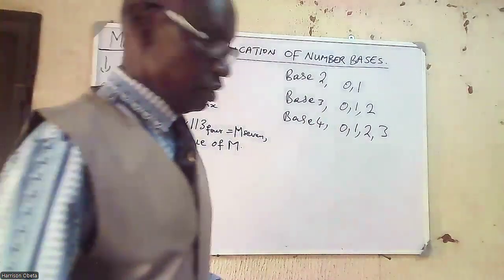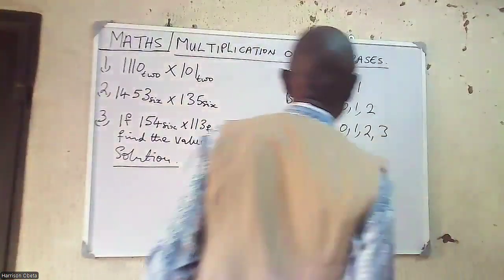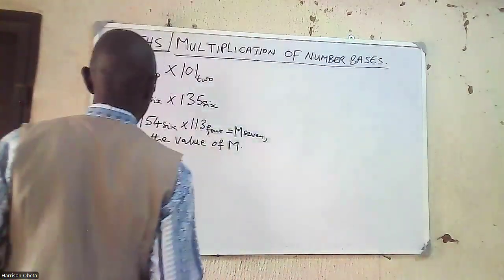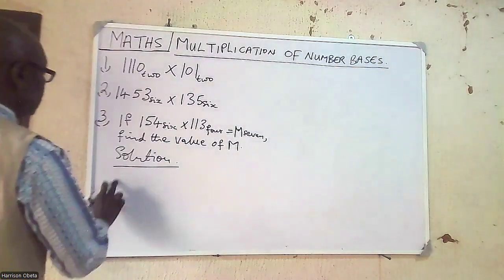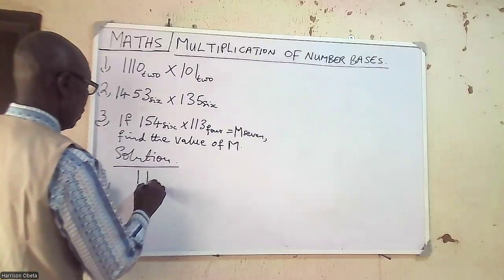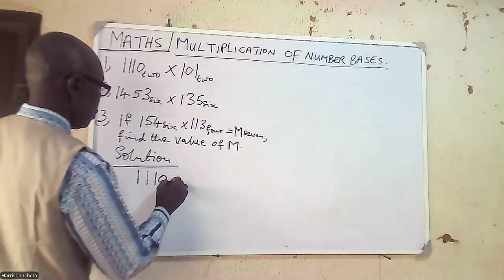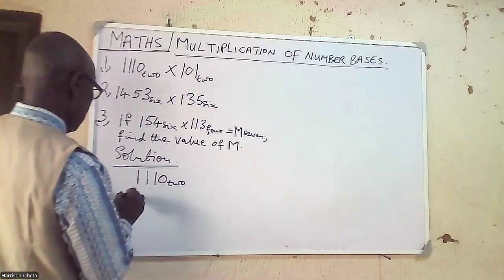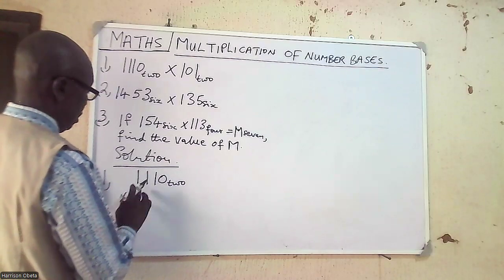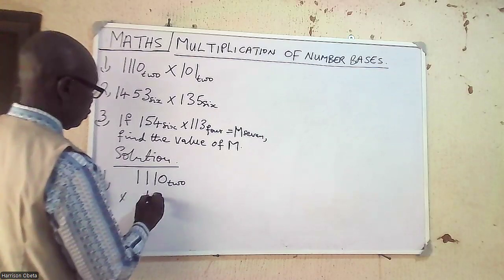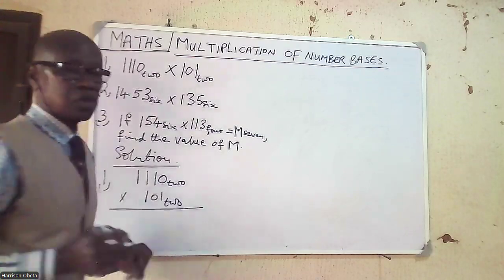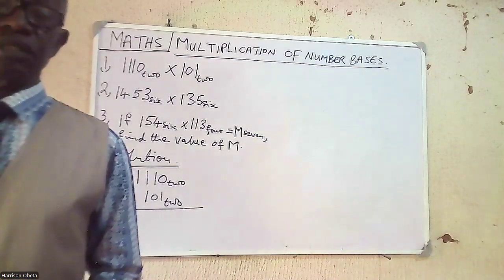So, coming back to our question, we start from number 1. And in number 1, we have to multiply this by this. We write it down, and that is 1, 1, 1, 0 base 2. We are multiplying by 1, 1, 0, 1 base 2. So go ahead and multiply out and then simplify.